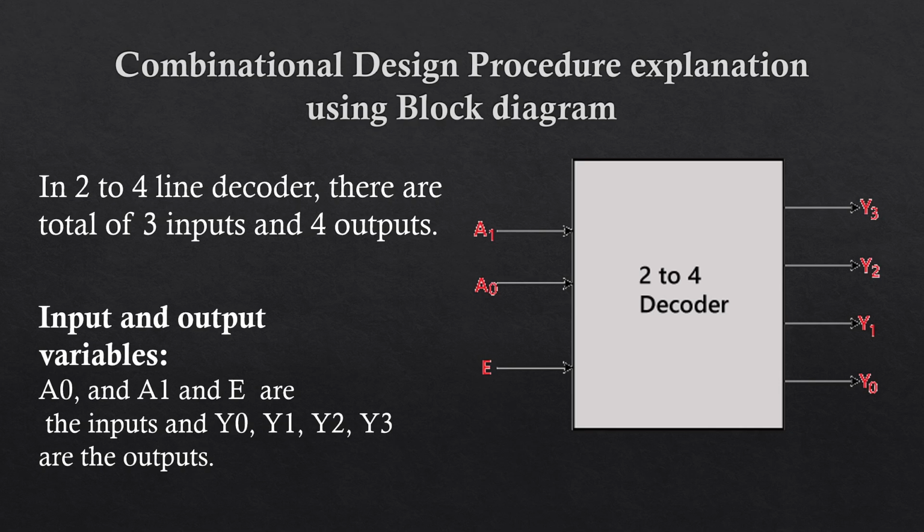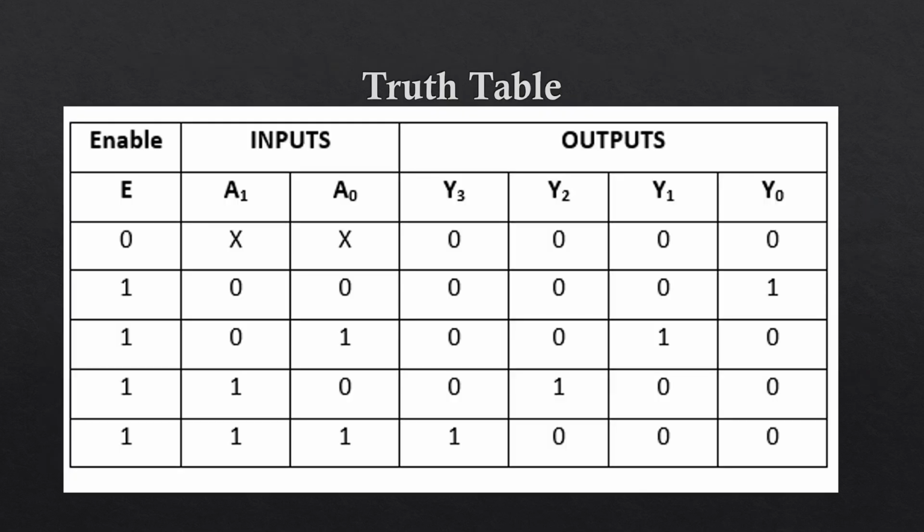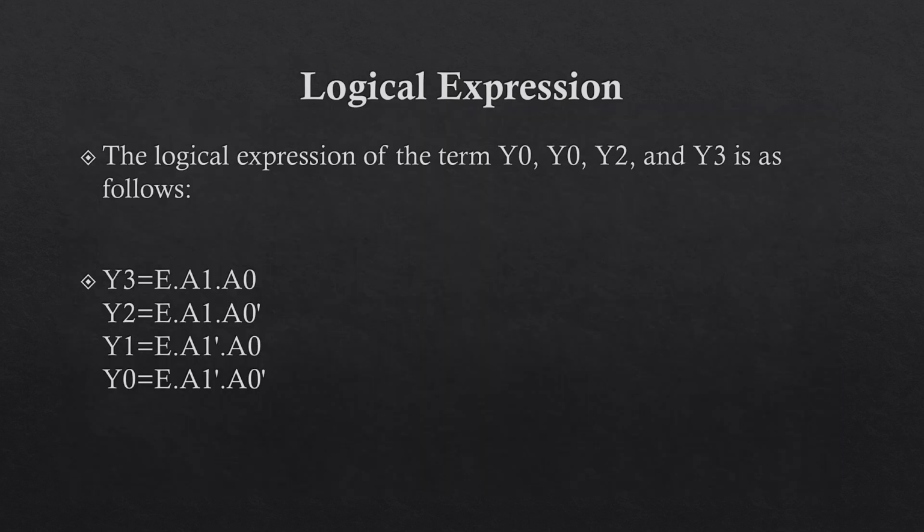The input and output variables are a0 and a1, and they are the inputs, and y0, y1, y2, y3 are the outputs. This is the truth table for the decoder, and this is the logical expression.